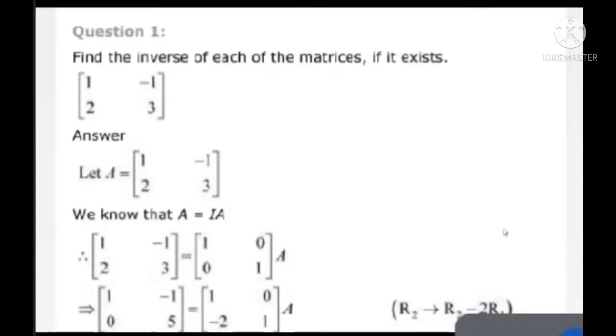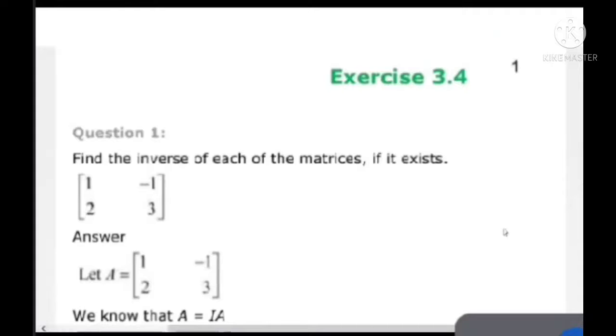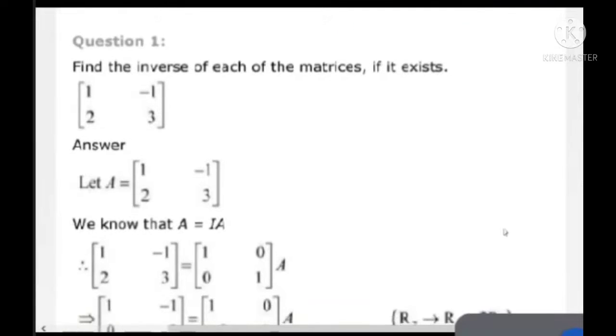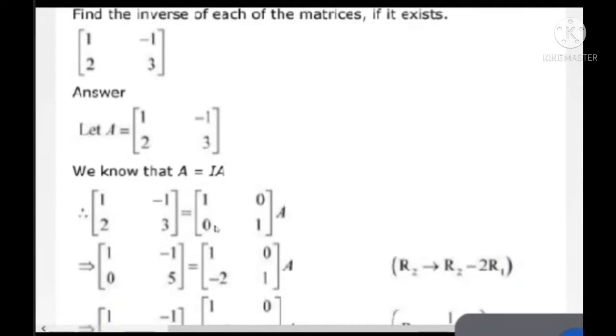So in exercise 3.4, find the inverse of the matrix if it exists. Okay, so question number 1, a matrix is given. We are considering, suppose A equals [1 -1; 2 3]. We know that A equals IA. We will apply the elementary operations. So A equals IA, that is the A matrix [1 -1; 2 3], and the right hand side will be [1 0; 0 1] into A. So we are taking this expression.